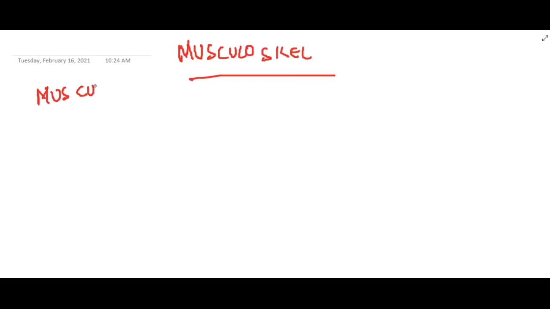Hello friends, let us now learn some important points about the musculoskeletal disorders shortcut of pediatrics. Musculoskeletal disorders, so first is muscular dystrophy. Muscular dystrophy is an inherited disorder of muscles with progressive muscle damage. The most important type of muscular dystrophy is Duchenne's muscular dystrophy.